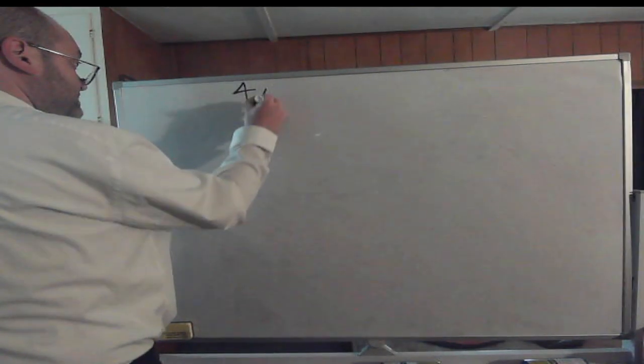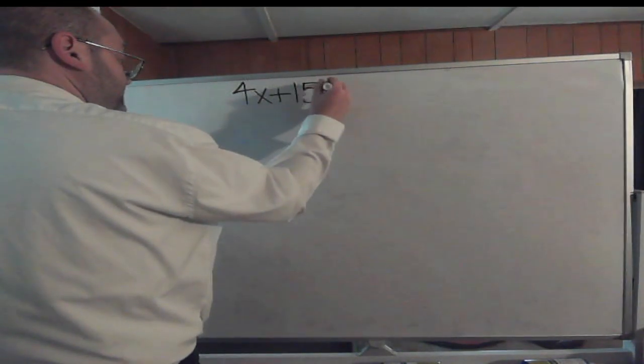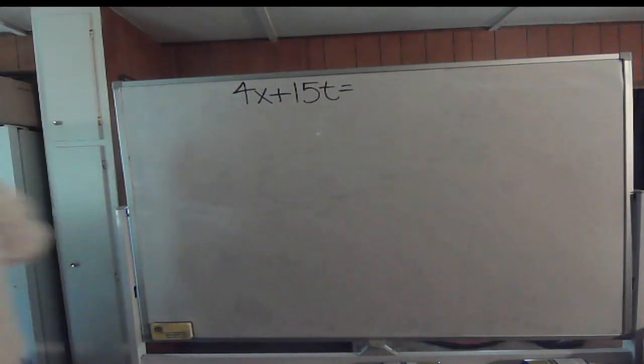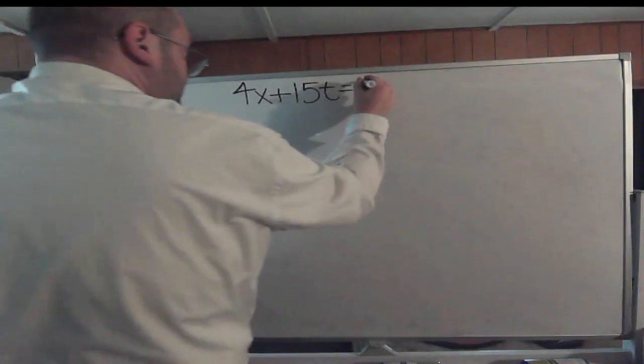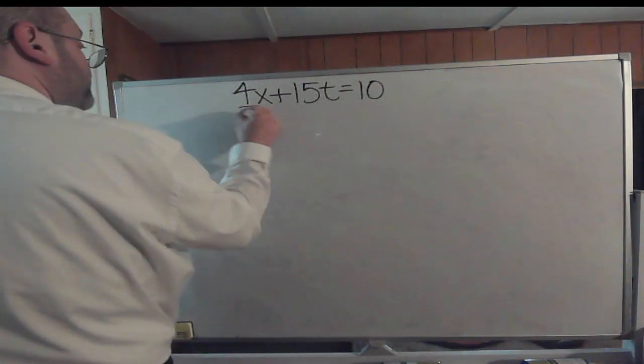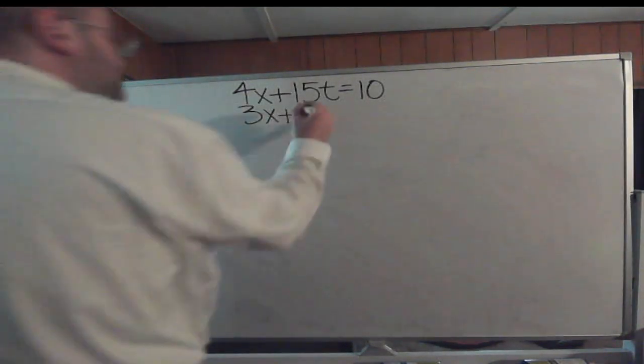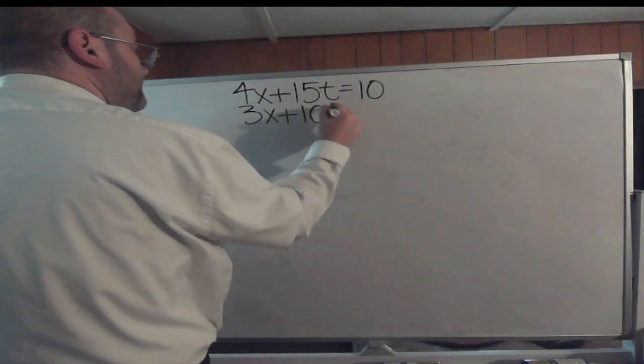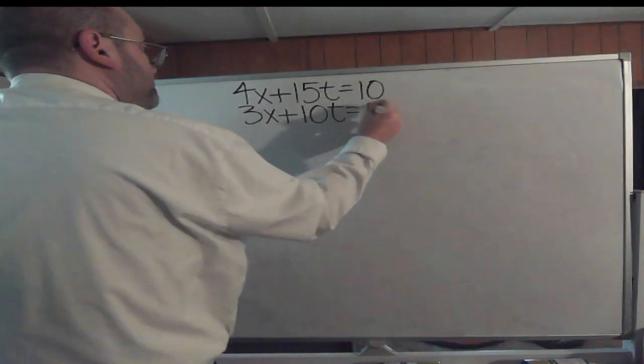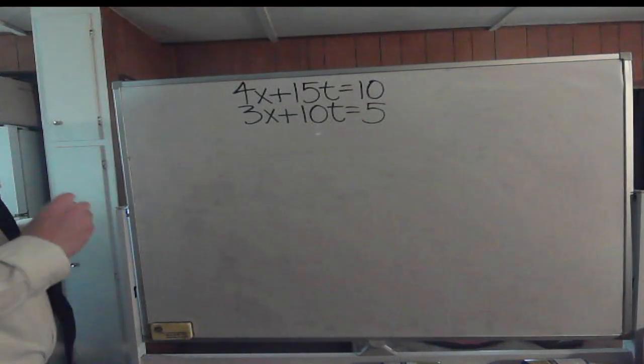All right, 3 more. We have 4x plus 15t equals 10. Then we have 3x plus 10t equals 5. Okay.